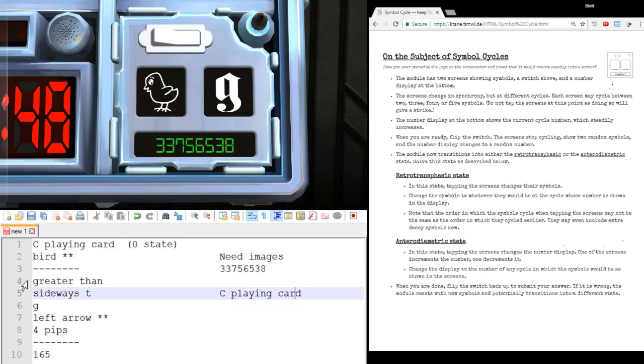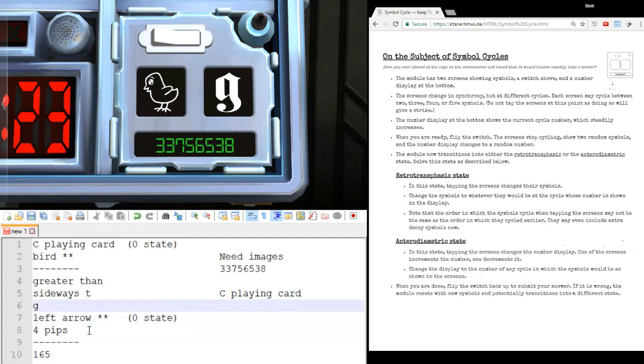We can do something similar here with the second part. We were at cycle 165 again. Since there are 5 images there, anything that's a multiple of 5 is going to be my 0 state. 165 is a multiple of 5, so my 0 state is going to be this left arrow.